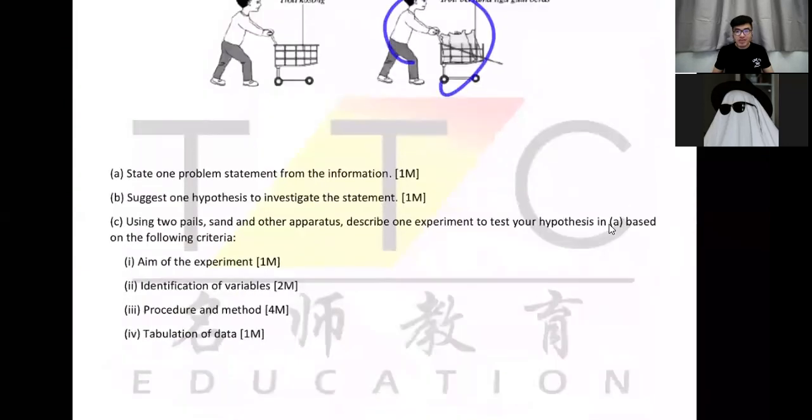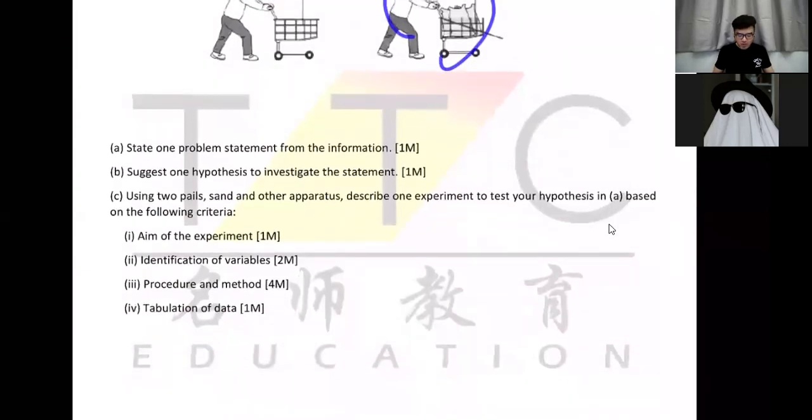Okay, you see how they let you plan the experiment? They give you 2 pails. They give you sand and other apparatus. What to do? You just hang your pail here on a string. You start with empty and then you shake it. You let this thing oscillate. You see how long for it to stop. And then you repeat this using one with sand. As you know, the one with sand will stop in a very long time, whereas the empty one will stop in a very short time.